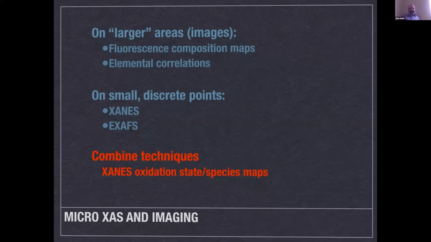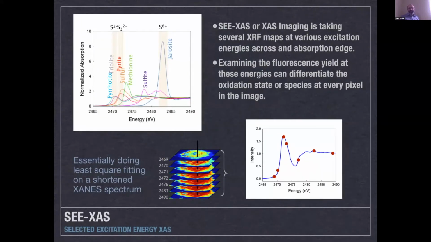And sulfur is a fantastic element to do this on. I usually admit that sulfur is my second favorite element behind manganese, which was my first elemental love. But sulfur has a great possibility for doing these types of measurements because you have a wide variety of oxidation states over a wide energy range. And so we can do this technique of selected excitation energy XAS chemical imaging.